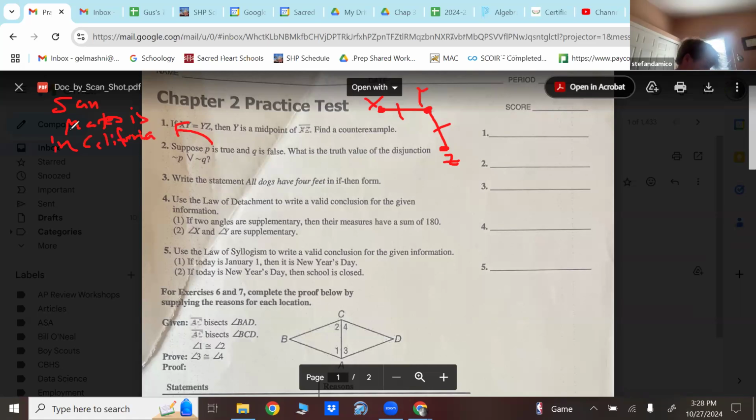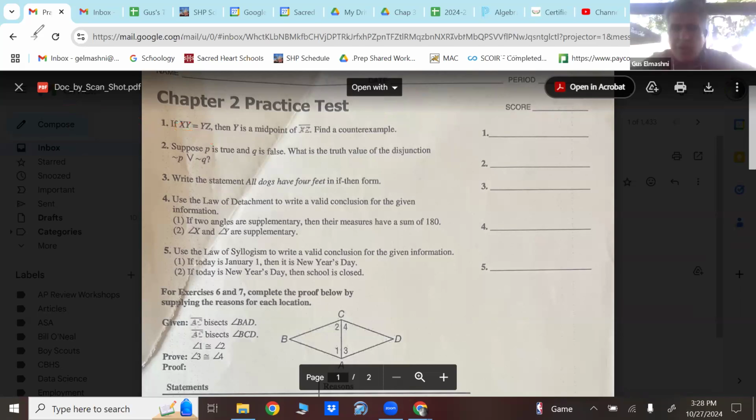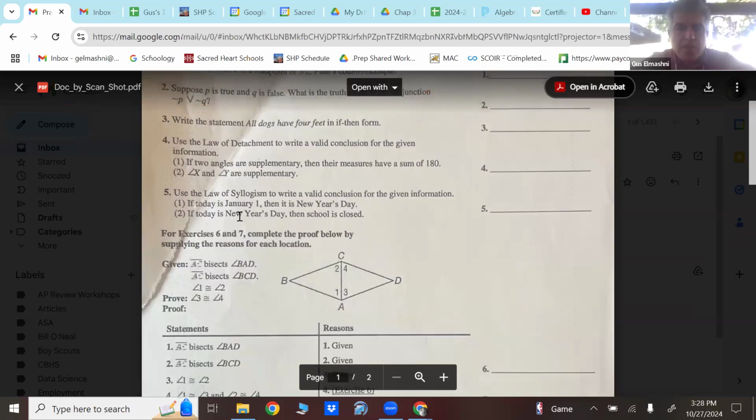Let's kind of come back to that. I'm not sure about number two. We'll have to do that tomorrow. I'll have to research that one. Let's look at number three.